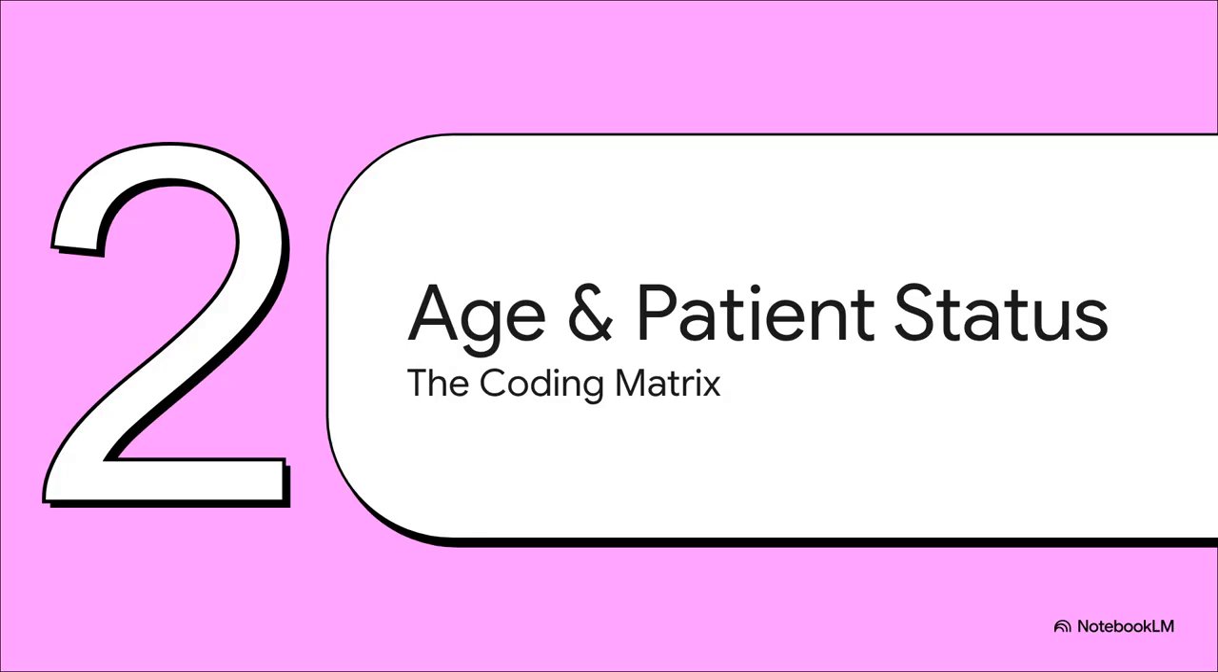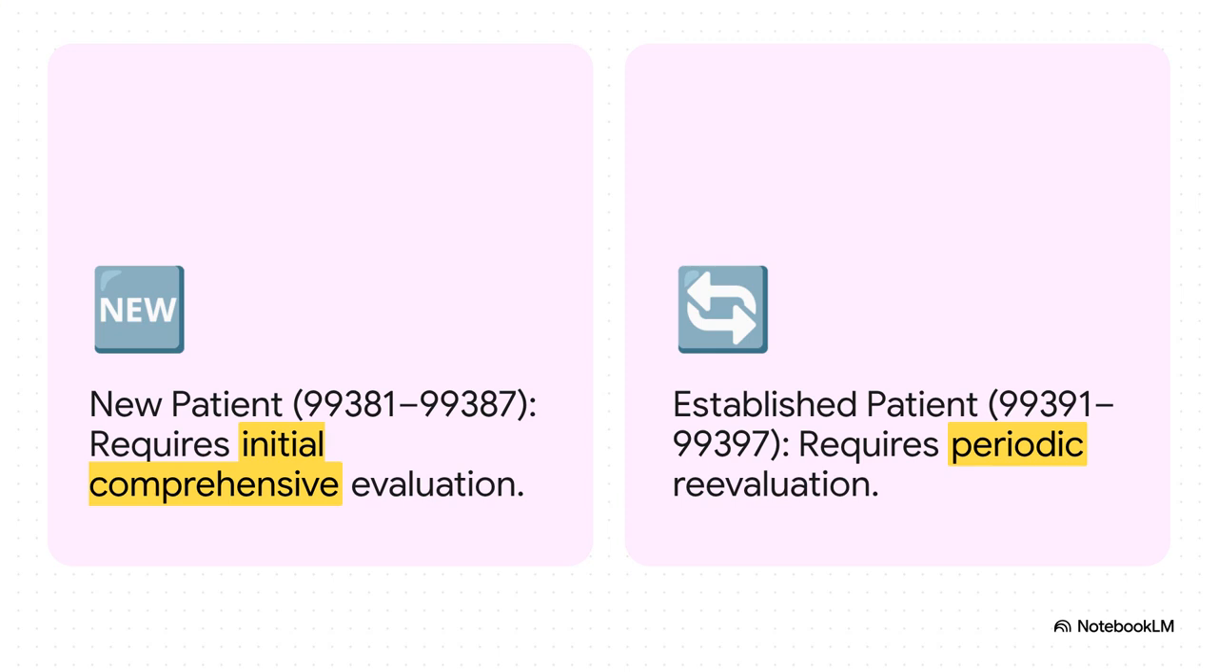Moving right along to Section 2, Age and Patient Status, the coding matrix. The manual neatly splits these visits into two completely distinct tracks. First up, we've got new patients. That's codes 99381 through 99387. And as a quick refresher, a new patient is someone who hasn't been seen by the physician or someone of the exact same specialty in the practice within the past 3 years. This represents their initial comprehensive evaluation. Then, on the flip side, we have established patients, codes 99391 through 99397, which represents a periodic comprehensive re-evaluation.